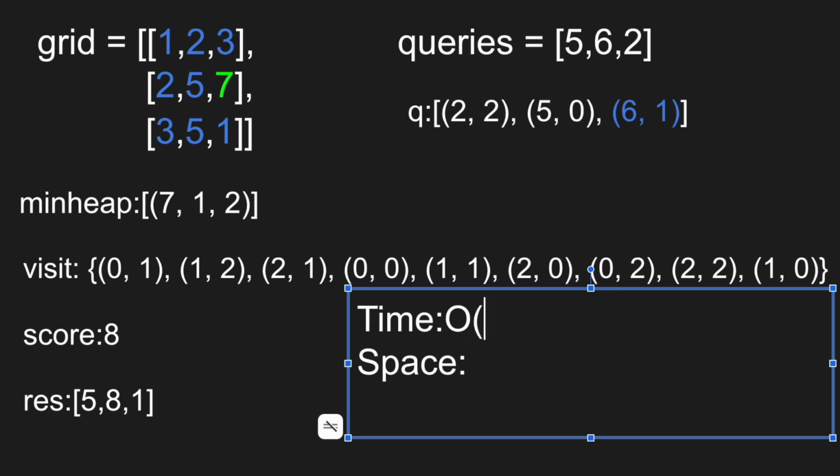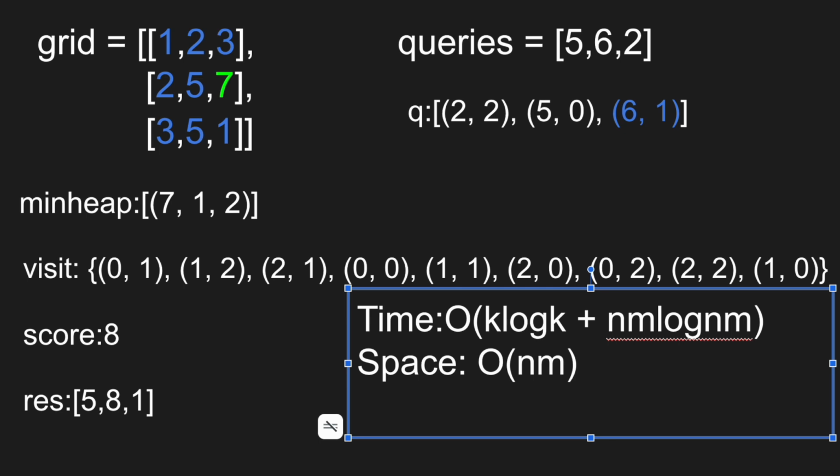So the time complexity would be O of k log k plus nm log nm. k would be the number of queries and we'll have to sort it, so that's why it'll take k log k times. And nm log nm would be the number of rows and columns, and it would take that much time because of the min heap. It would take about nm log nm time, worst case, to go through it all. And the space complexity would be O of nm, where n is the number of rows and m is the number of columns, because that may be how large our visit set could be.